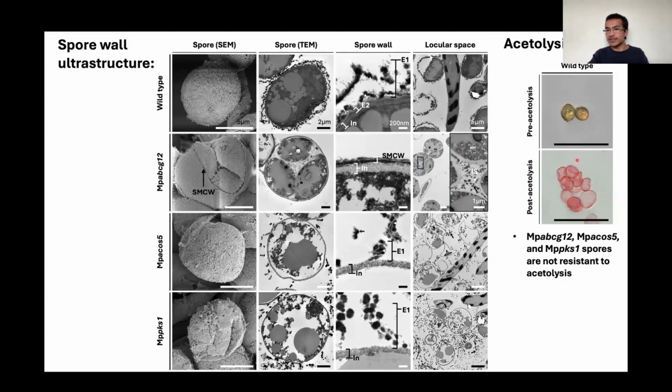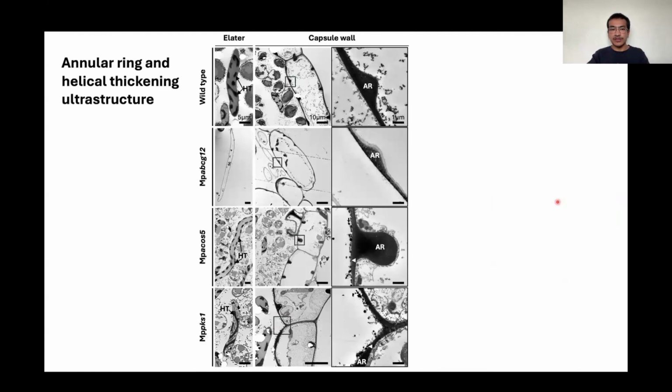So this is what it looks like in the wild type. But across all of these mutants, they fail to tolerate acetolysis, meaning sporopollenin is not present in any of these mutants. And because there's a coloration defect across their annular rings and helical thickenings, we can also look at these cell walls in the elaters and capsule wall. In ABCG12, it's very clear that none of the secondary cell wall modifications are happening.